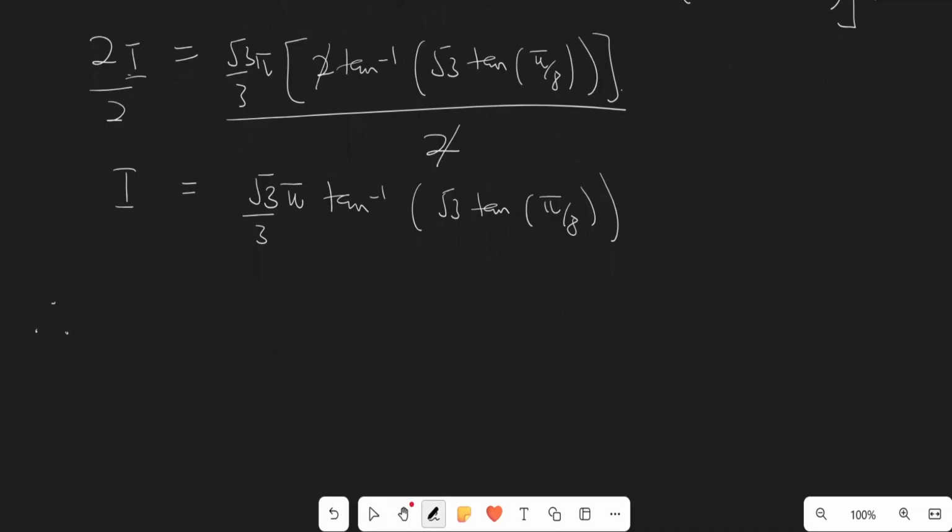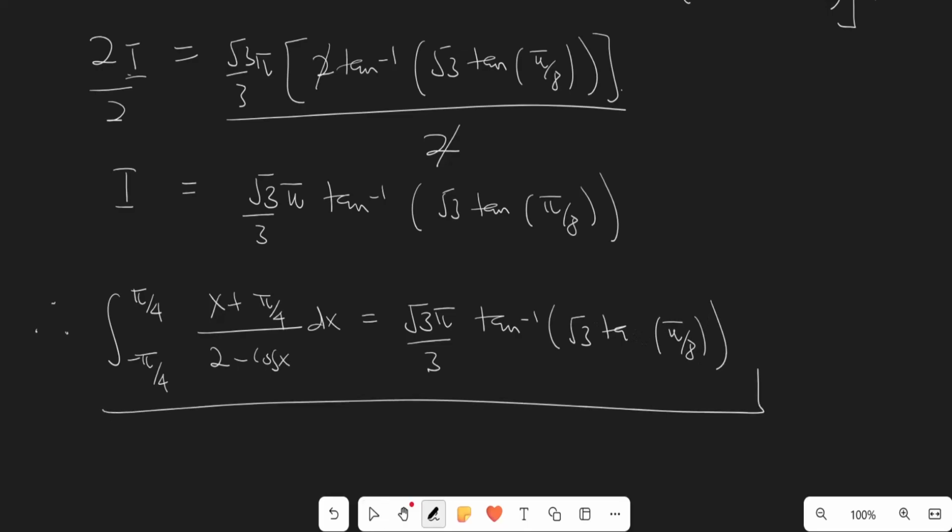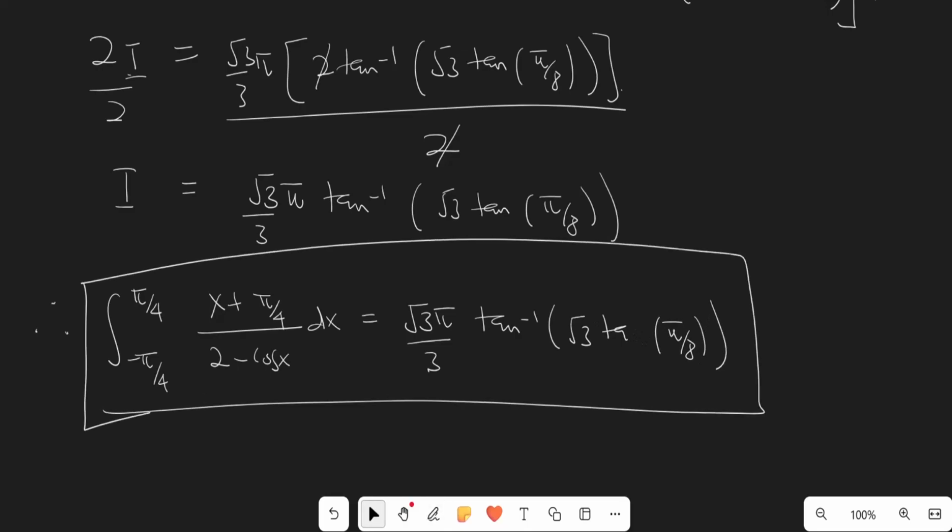So therefore, if we integrate from negative pi over 4 to positive pi over 4 of (x plus pi over 4) divided by (2 minus the cosine of x) dx, this evaluates to the square root of 3 pi over 3, and then tan inverse of the square root of 3 tan of pi over 8, like this. This, ladies and gentlemen, is the value of our beautiful integral.